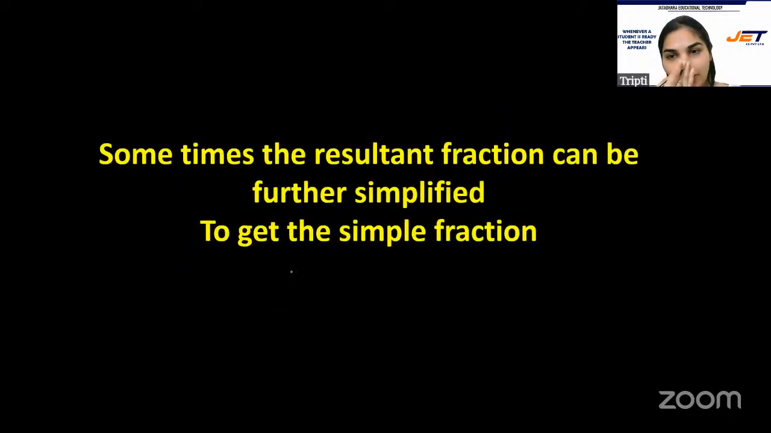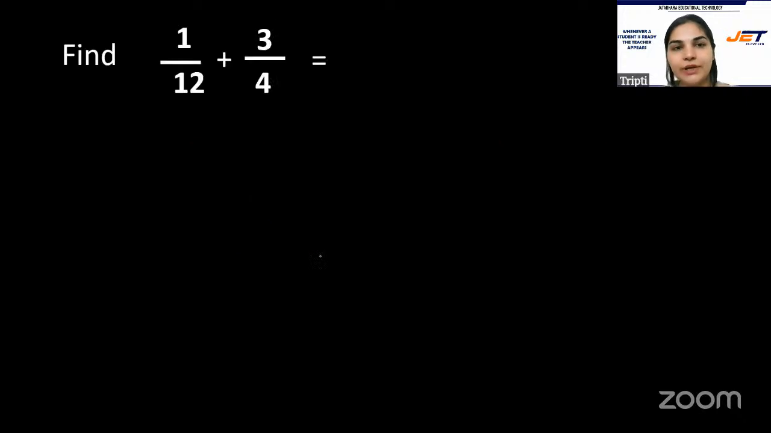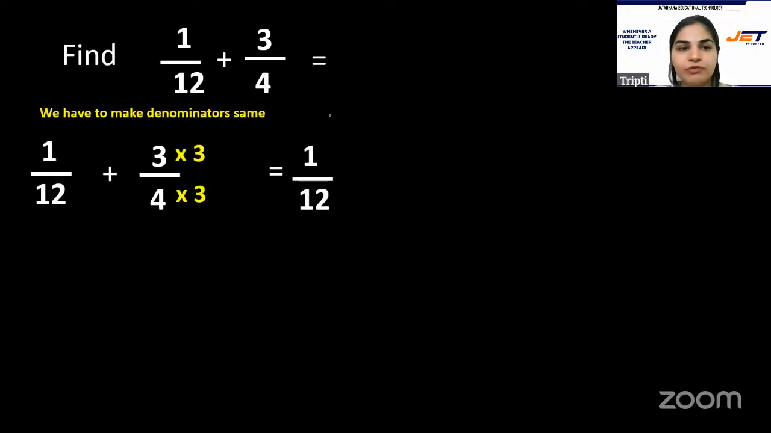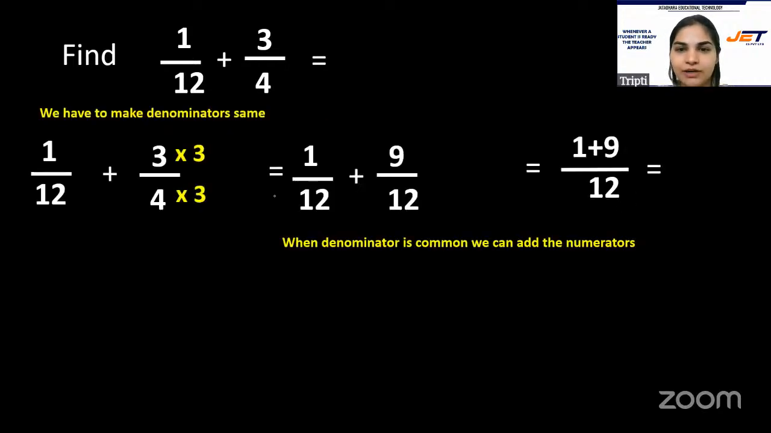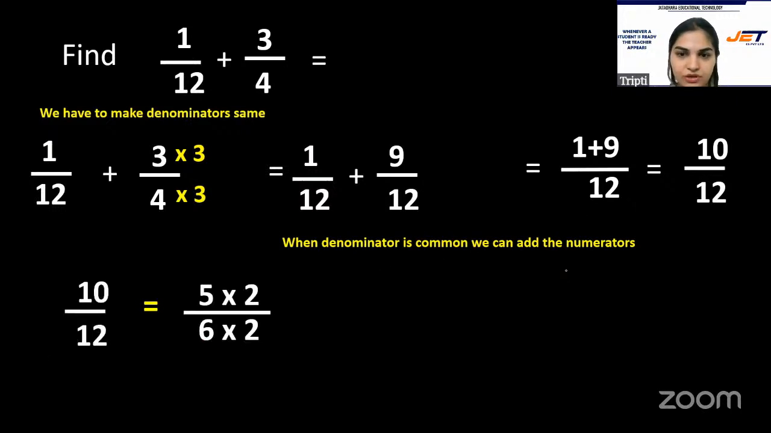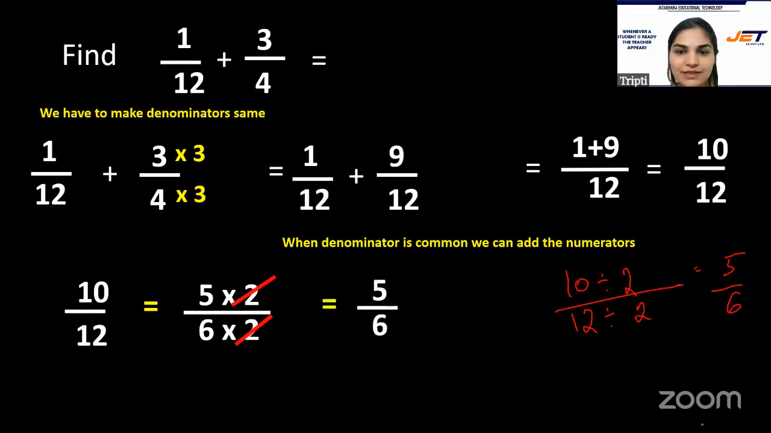Sometimes the resultant fraction can be further simplified to get a simple fraction. So 1 by 12 plus 3 by 4, we will make the denominator the same. We got here 10 by 12. We can also reduce the fraction, or you have to reduce the fraction. 10 by 12, I see both of the numbers in the table of 2. Here I got 5 by 6. The answer is 5 by 6. Either you can do it this way or that way. Both ways are correct.